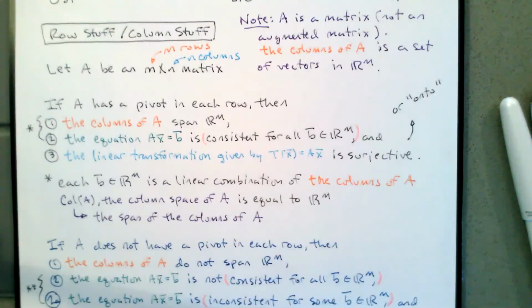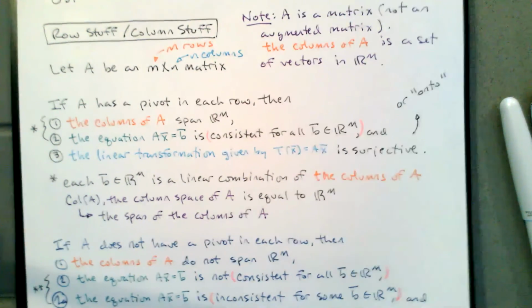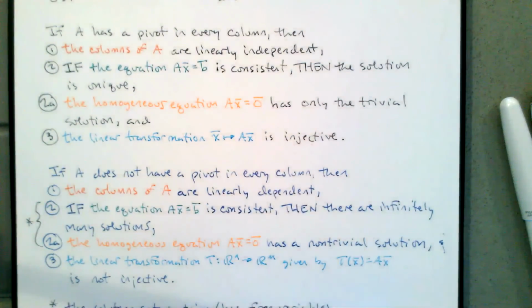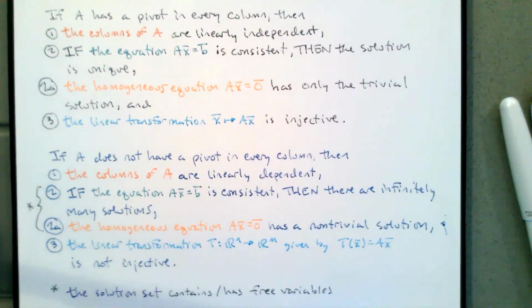So this is called row stuff and column stuff. So let's look at some column stuff. If the matrix A has a pivot in every column, we're going to make conclusions about the columns of A as a set of vectors, the matrix equation Ax equals B, and the linear transformation x to Ax. So let's look at what we got.